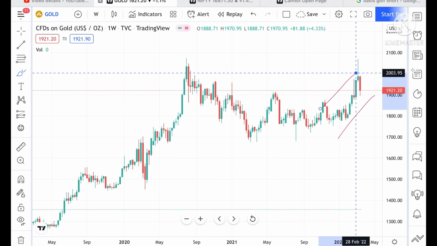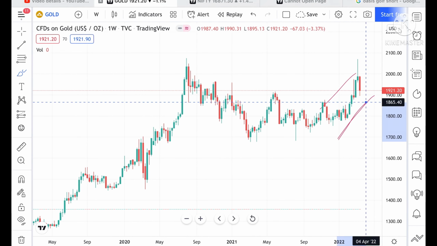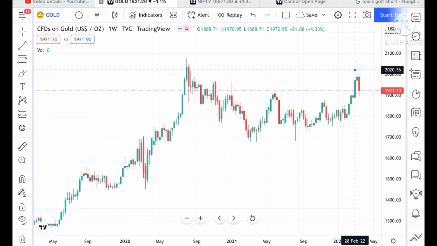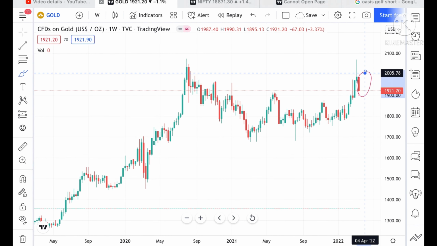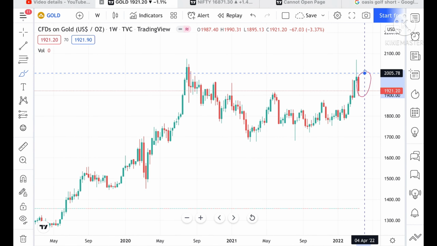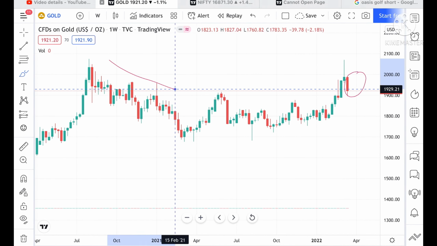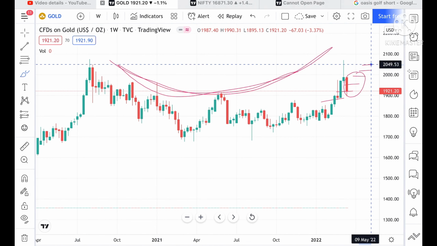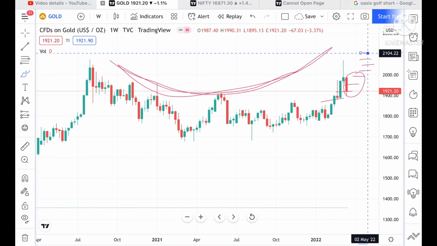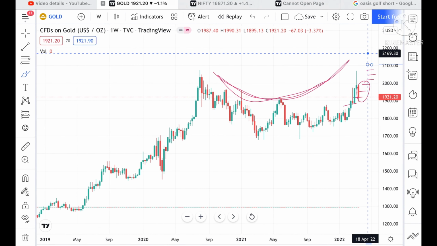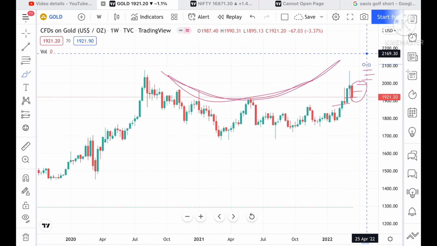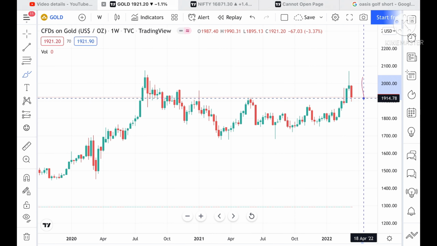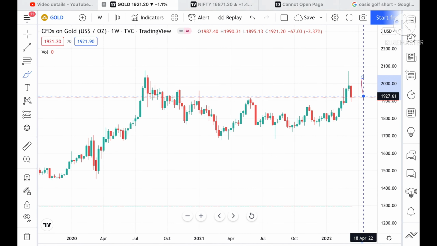Now look at the chart. We can see that the trend of gold, with this particular candle, has come down. The most important thing is that it is trying to make a U pattern. If the price sustains this particular level, currently trading at around 1921.20, then yes, it can move to a level of 1927.